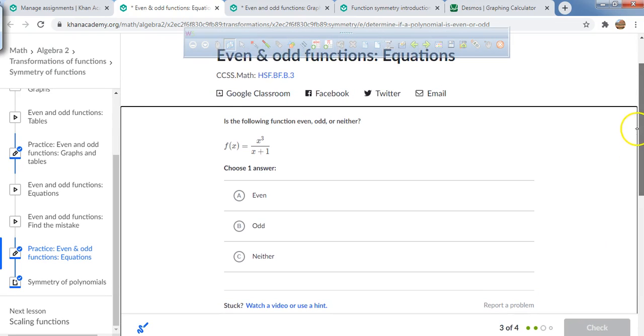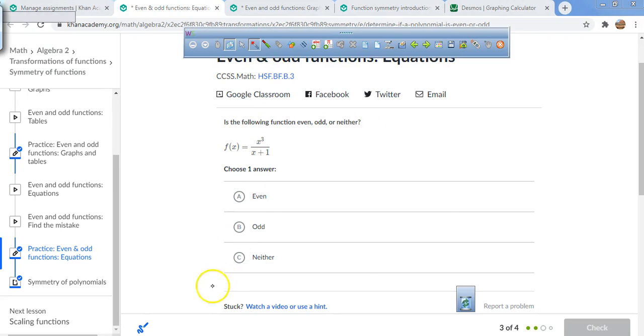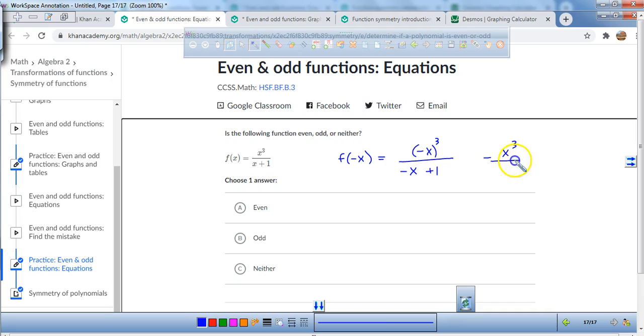All right, so right now, what we're going to do is take a look at this and figure out whether it's even, odd, or neither. So now we know what f of x is. Now I'm going to do f of negative x and see what that is. So how do I do that? I just put negative x like that. I cube it. And then I put a negative x right there, plus 1. A negative times a negative times a negative stays a negative. So now we're left with negative x cubed over negative x plus 1. And that's what I have.